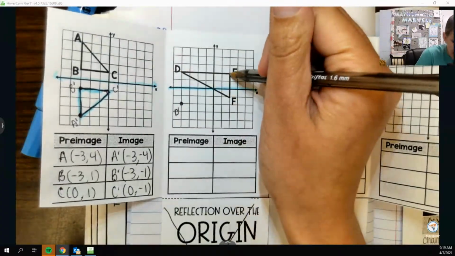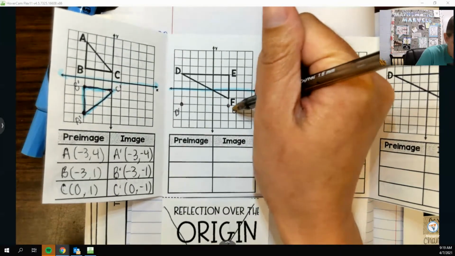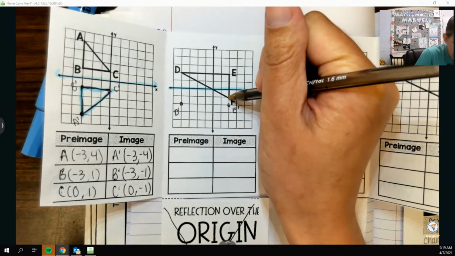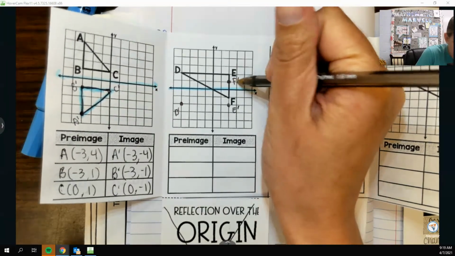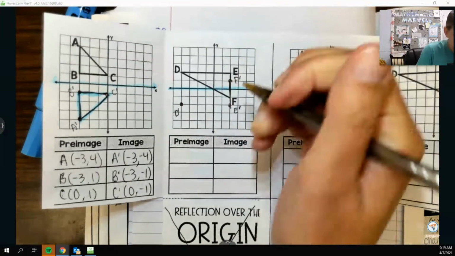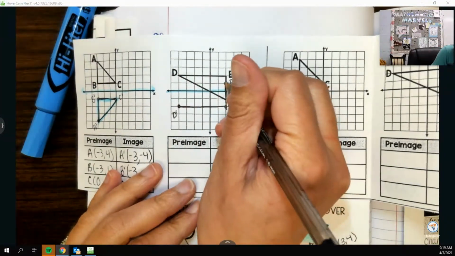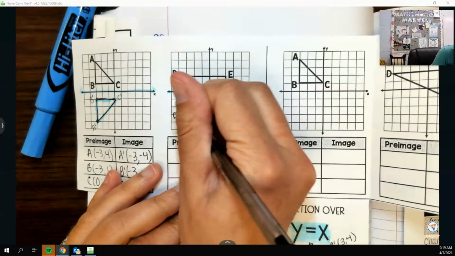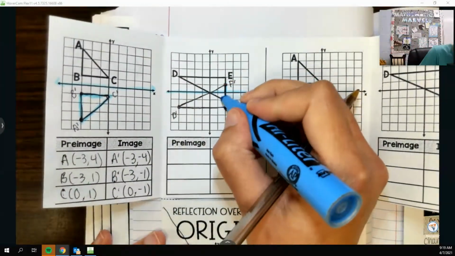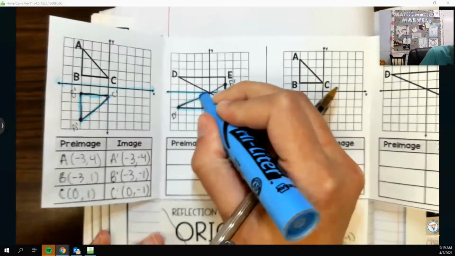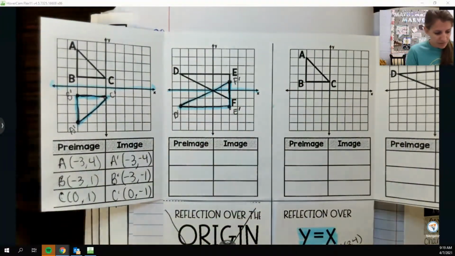When I go to E next, because it's 2 above, I need to be 2 below for E prime. And then again, because F is 1 below, I'll need to go 1 above for F prime. And then I reconnect my shape. And again, because this shape is on top of my line of reflection a little bit, they are going to overlap each other. And that's okay if that happens. It maybe doesn't make sense in terms of a mirror, but on a grid, it's fine.